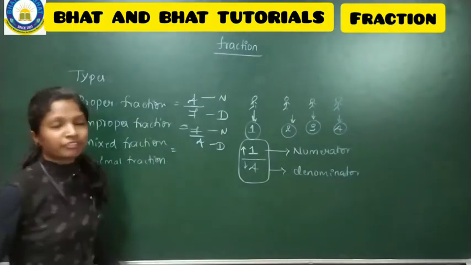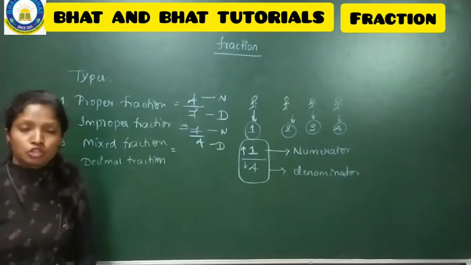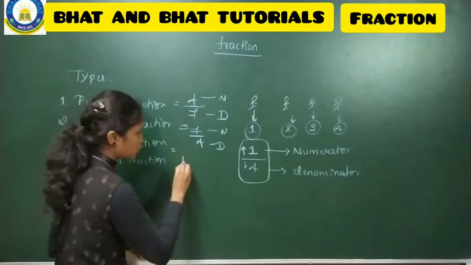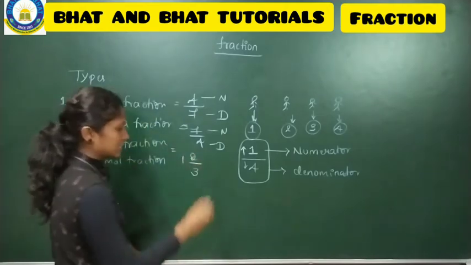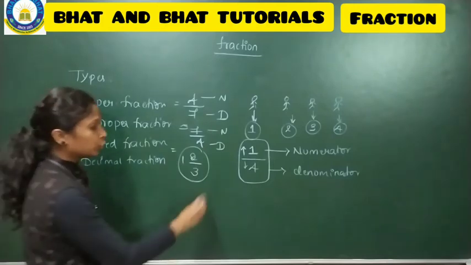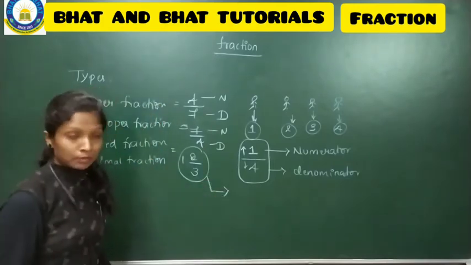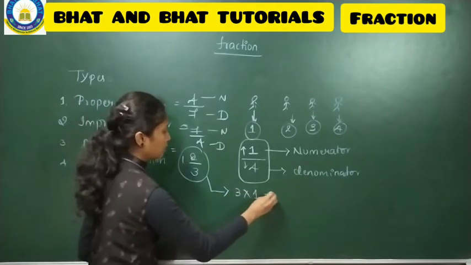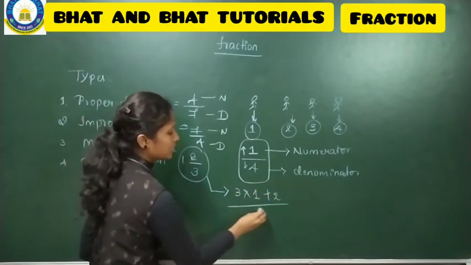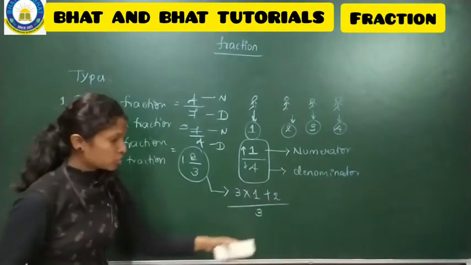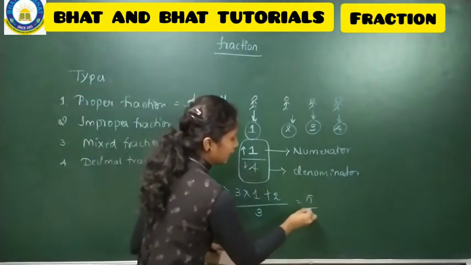And the third type of fraction is mixed fraction. Usually while doing the problems, I have told you how the mixed fraction will be. If the number is like this, we are going to call it a mixed fraction, and then we are going to convert that into a normal fraction. That is 3 into 1 plus 2 divided by 3. That is 3 ones are 3 plus 2, 5 by 3.